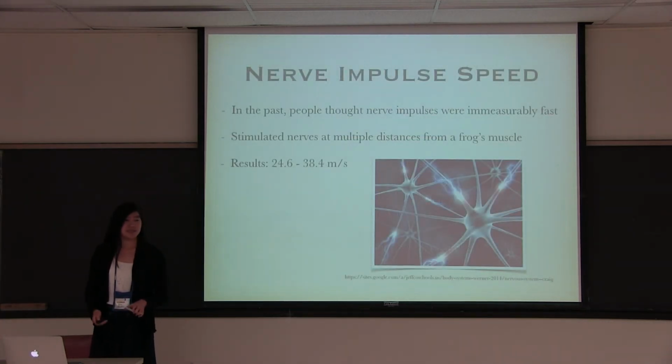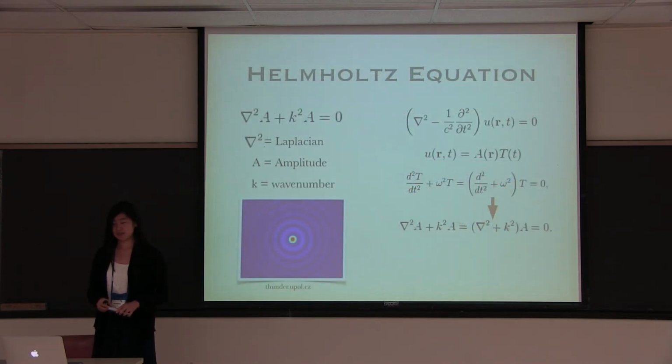Another time he was able to divide preconceived notions is determining the nerve impulse speed. In the past, people thought it was impossible to measure the speed of a nerve because it was too fast, but he was actually able to discover that it only went from 24.6 to 38.4 meters a second inside a frog's muscle. He expanded on his achievements by the Helmholtz equation.